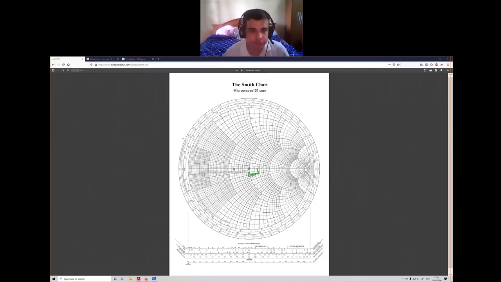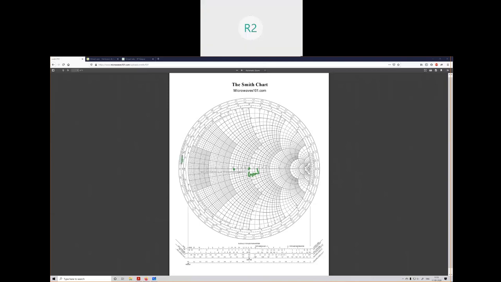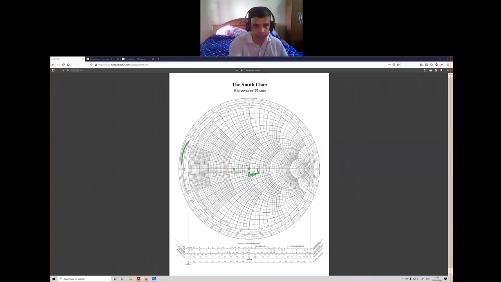Can you see that? Can you see here? Sir, can you please repeat? Yeah. Can you read what is written just above my green mark, that wavelength towards generator?